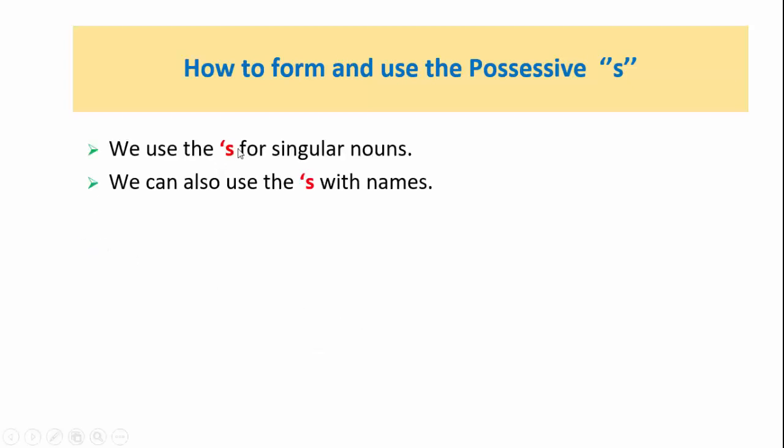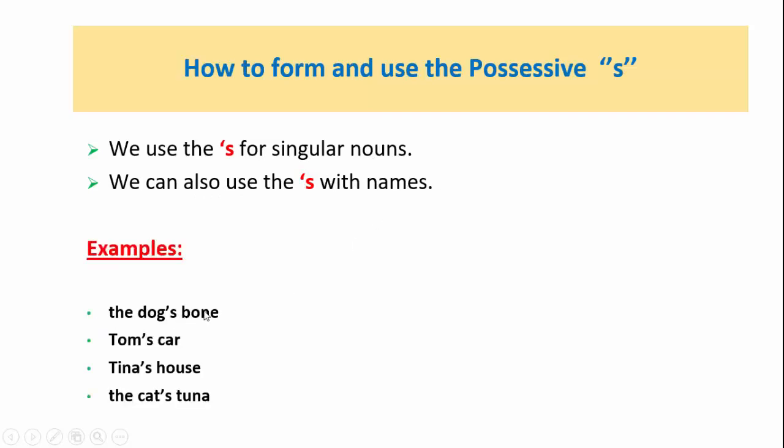We use the apostrophe s for singular nouns. We can also use the apostrophe s with names. The dog's bone, Tom's car, Tina's house, and the cat's tuna.